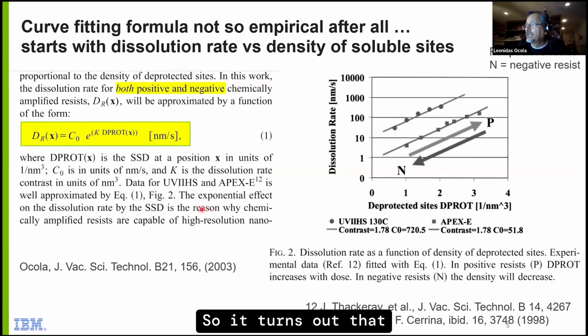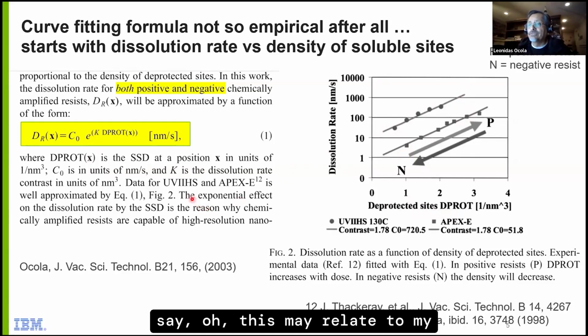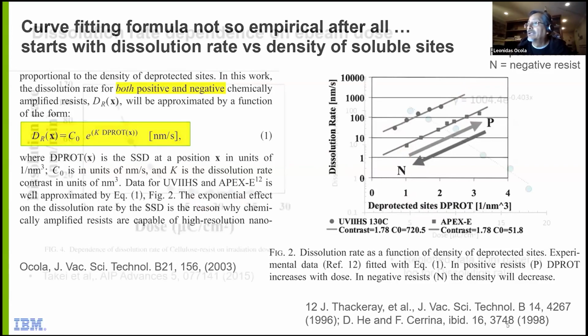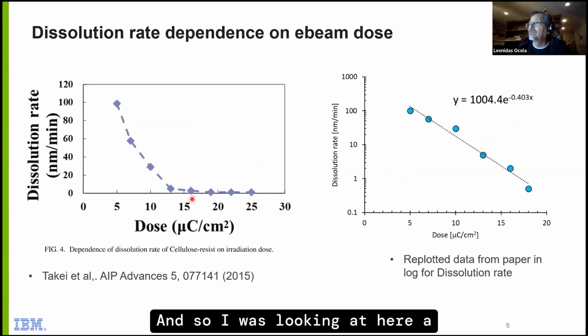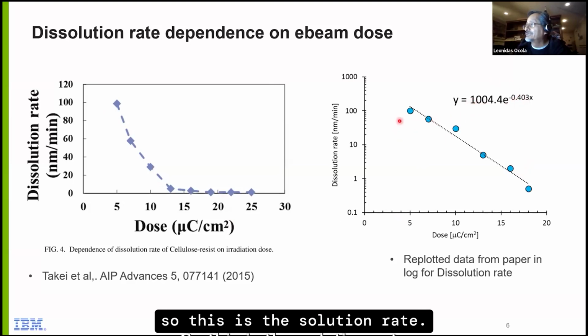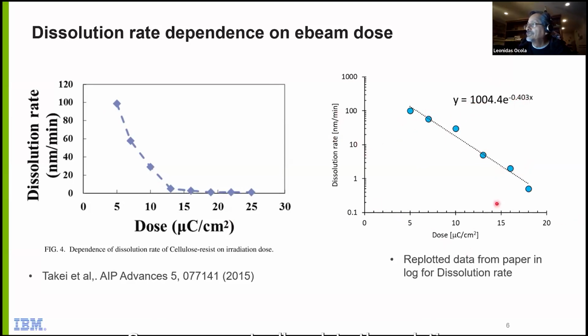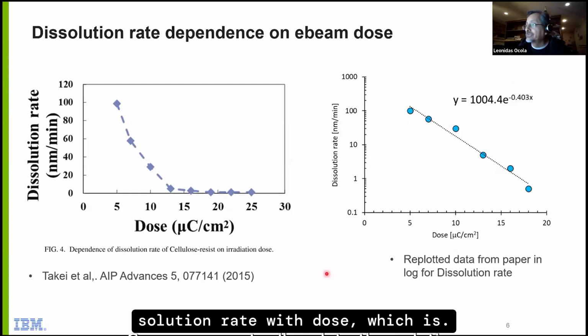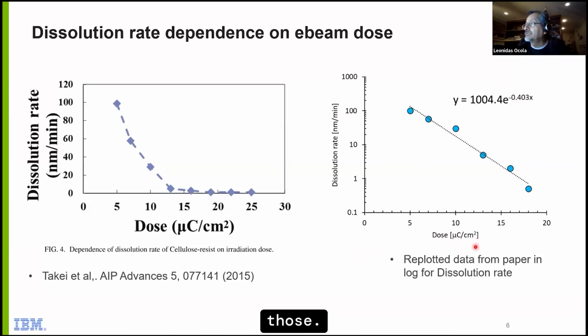So I said, oh, this may relate to my formula. And so I was looking at a separate paper just to make sure that I'm not deluding myself, that maybe it was a coincidence, a fluke for the one paper. This is a separate independent paper. I got their data, I fit it to an exponential, and this is the dissolution rate as a function of dose. So you can actually relate the dissolution rate with dose, which is a little bit different than density of soluble sites. This is actually now a more common number that we see all the time, dose.